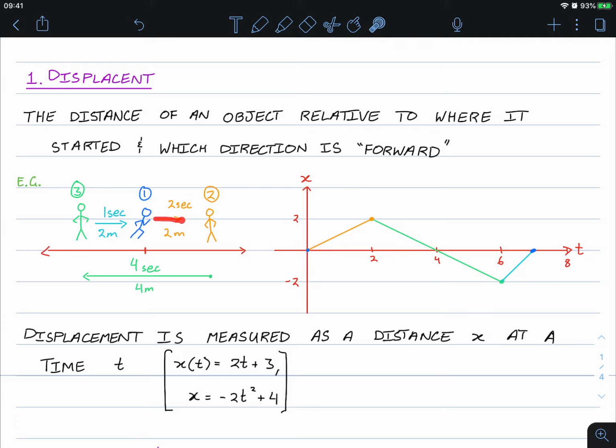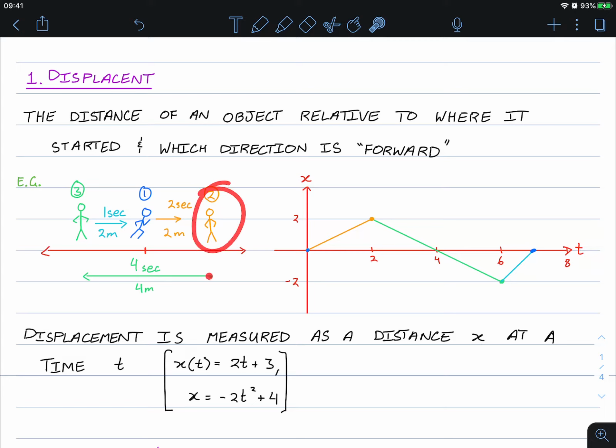Now he moves to the right, and it took him 2 seconds to move 2 meters. So from the origin until 2 seconds, he's now at 2 meters away from the origin.